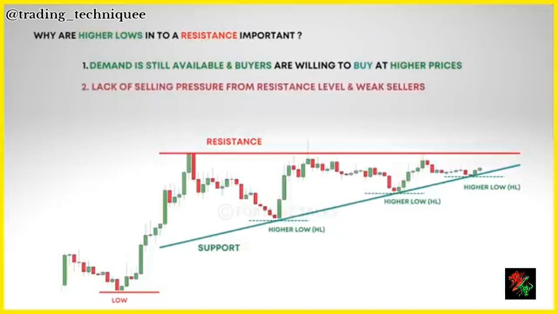The second point is that there is a lack of selling pressure. So if there was actually strong selling pressure, the price would not remain at the resistance for a long period. Instead, it would rather move lower very quickly. But since the price is hovering near the resistance, it means there is a lack of selling pressure even though it's an alluring level to sell.